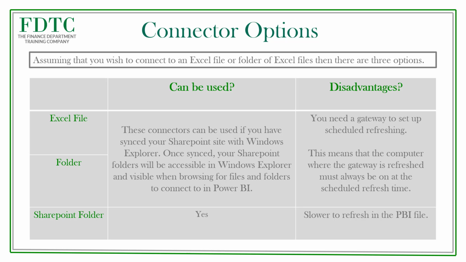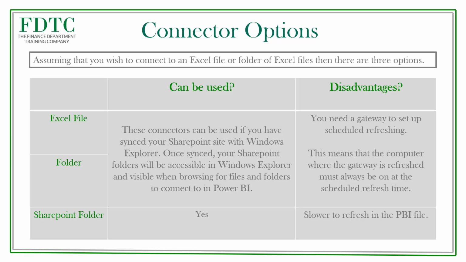Also, IT teams tend to frown upon the installation of such software on employees' computers, and after all they tend to have the final say on what gets installed, so there's no guarantee you'll be able to use a gateway. Now alternatively, you can use the SharePoint folder connector. The SharePoint folder connector still allows you to access the same Excel files and folders that are on SharePoint that you could access through the Excel file or the folder connector, but you're able to perform automatic refreshing without the need for a gateway because SharePoint's always online.